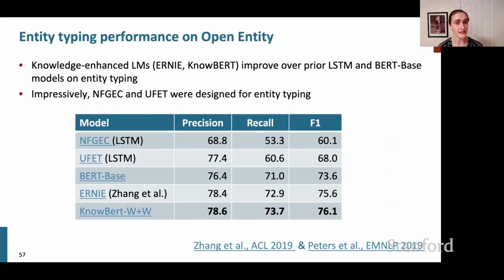We also have results on entity typing. So here we're comparing to a slightly different set of models. Some of the baselines are LSTM models that were designed for entity typing, and we have ERNIE and KnowBert leading the, I guess, leaderboard here on the entity typing task of Open Entity, and we see gains of about 15 F1 points with ERNIE and KnowBert. So once again, we really do see that these knowledge-rich pre-trained representations are transferring and helping on these knowledge-intensive downstream tasks.